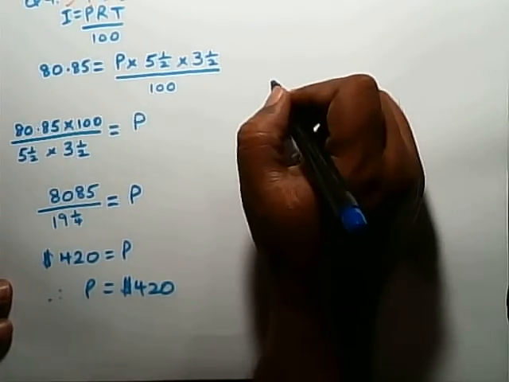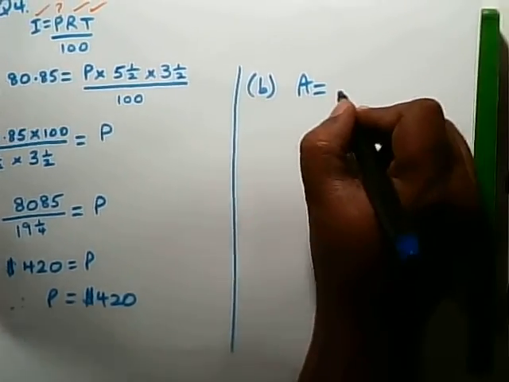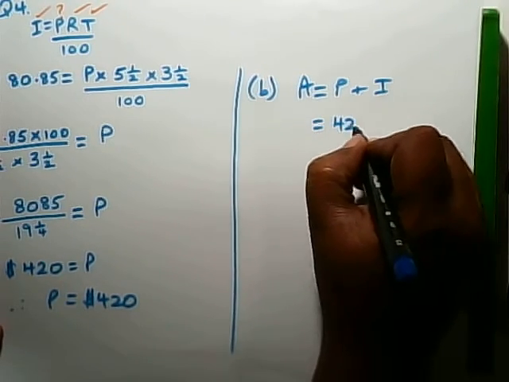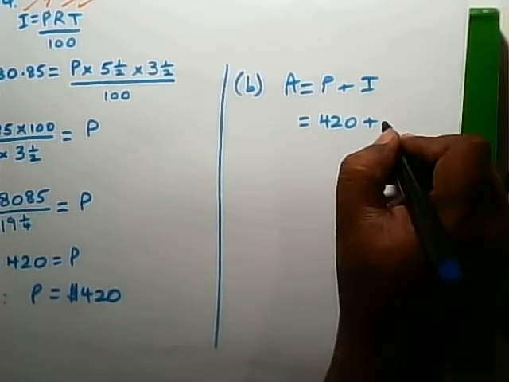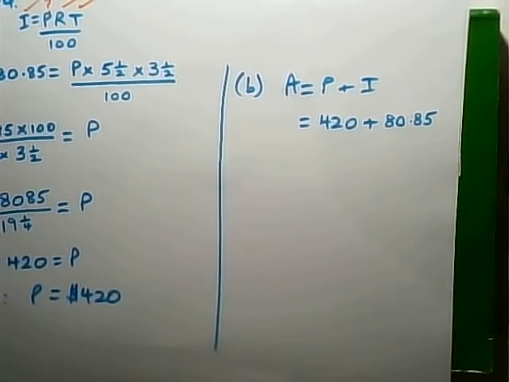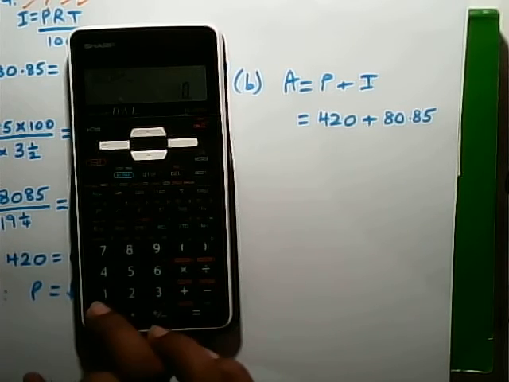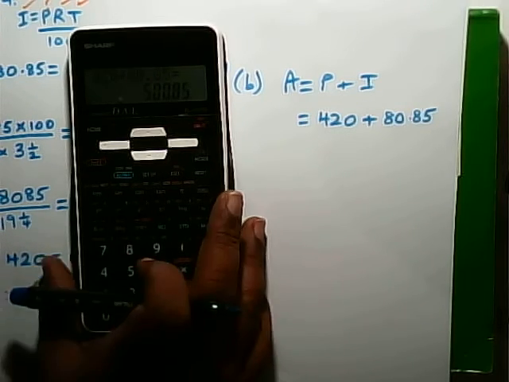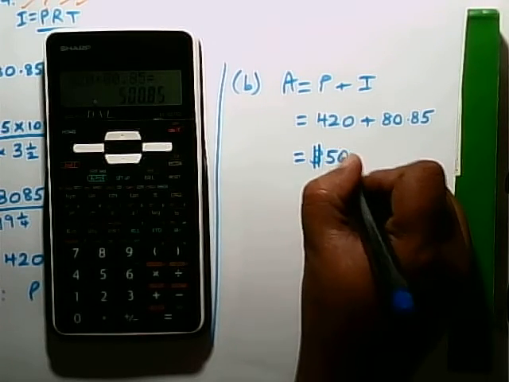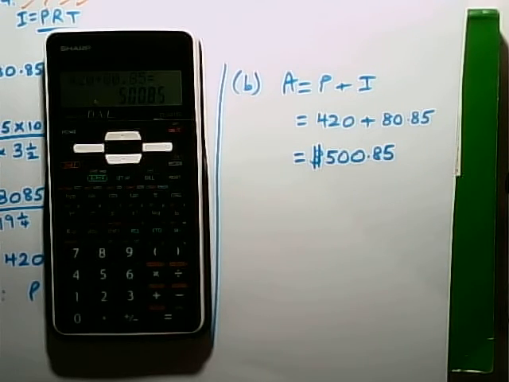Now, if that was part A, part B, the total amount is equal to the principal plus the interest. The principal is 420 and the interest happens to be $80.85. 420 plus 80.85 equals 500.85. That's your two answers.